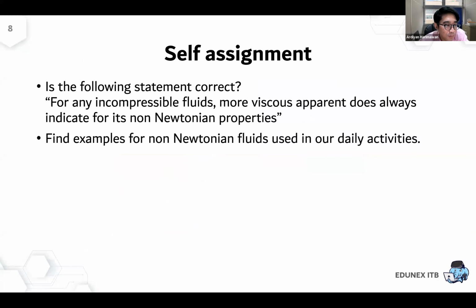Maybe later we will not discuss this one, but for your thought at your convenience, you can check whether for any incompressible fluid, if the apparent viscosity, the appearance of the liquid, is more viscous, is it indicating that the fluid is non-Newtonian? Well, of course, from the honey example, it will not. But you can try to find other examples of what would actually be classified as Newtonian or non-Newtonian fluid based on its apparent viscosity, whether it's a thick or thin liquid. Is it always true that a thin liquid is always Newtonian? Yeah, you can check by yourself.